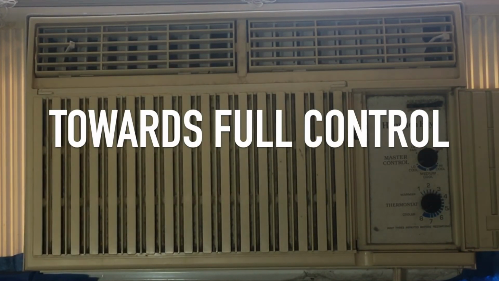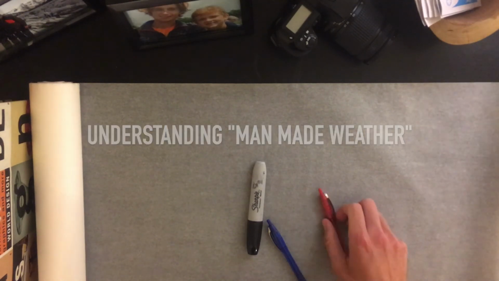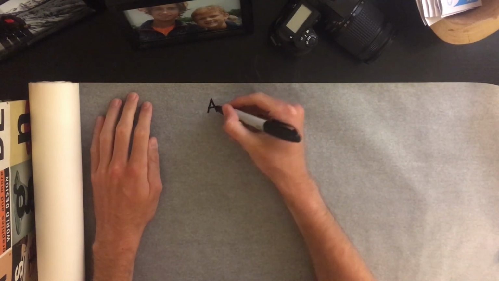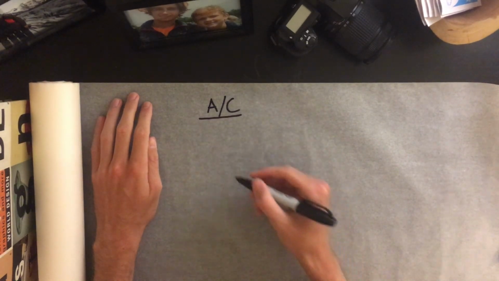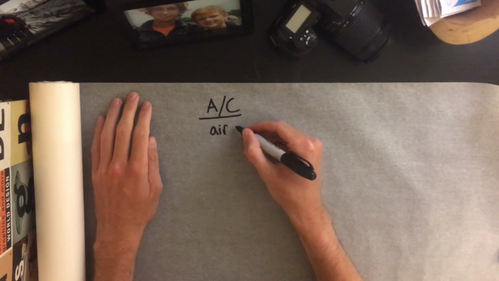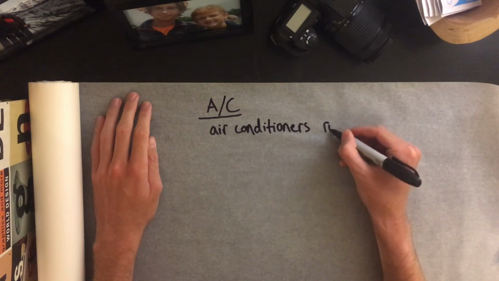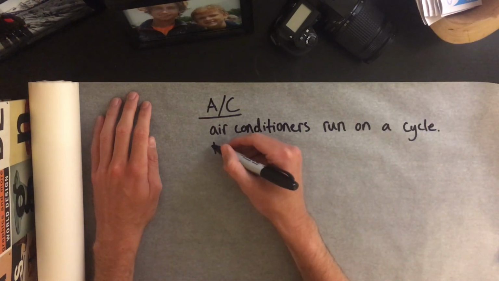Towards full control. Understanding man-made weather. Reyner Banham writes, "By providing almost total control of the atmospheric variables of temperature, humidity, and purity, it has demolished almost all the environmental constraints on design that have survived the other great breakthrough, electric lighting." In order to understand why we use air conditioning, it is important to first consider how the air conditioner works.